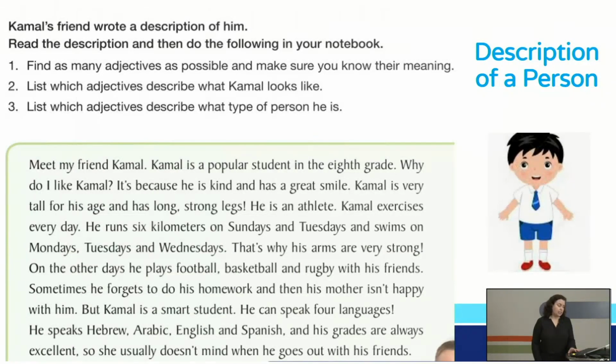But Kamal is a smart student. He's very smart. He likes to think, to analyze. He can speak 4 languages. He speaks Hebrew, Arabic, English, and Spanish. And his grades are always excellent. So his mother usually doesn't mind. She doesn't mind when he goes out with his friends. This is a description. You remember the word description? It's a description of a person, of Kamal in this case.